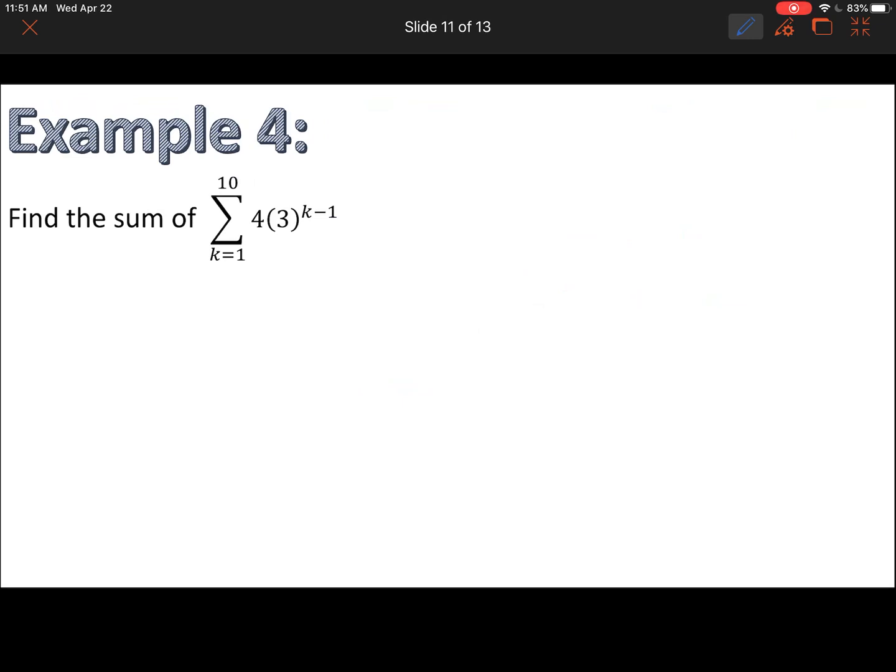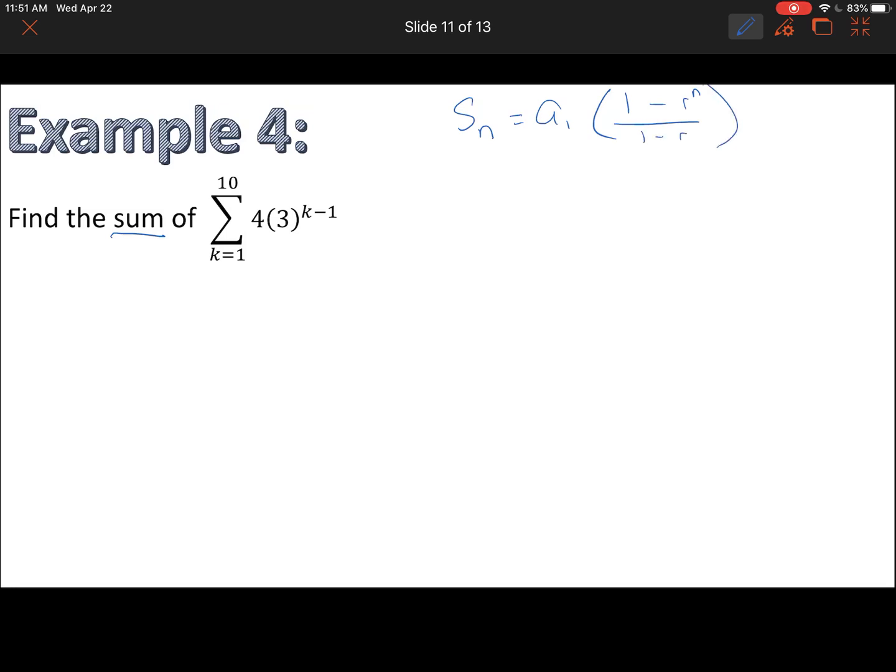All right, we haven't touched on this knowledge from last class, but we learned about summation notation, or sigma notation. So if it's asking me to find the sum, I know it wants me to use the new formula that I just learned. The sum of n terms is equal to the first term times 1 minus the r value raised to the n value, over 1 minus the r.